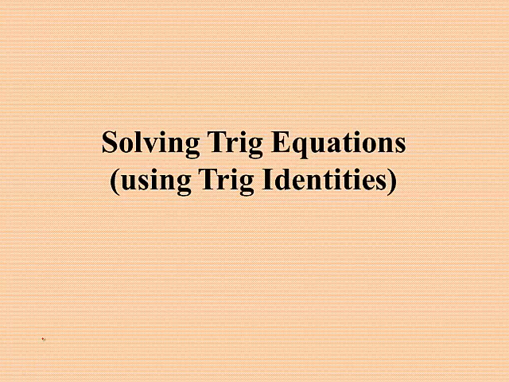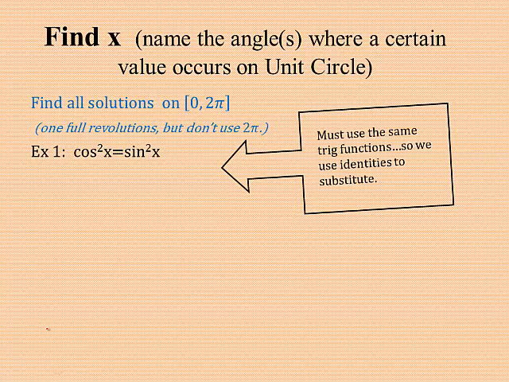Alright, this video is about how to solve trig equations, and sometimes we have to use trig identities, and I'll show you what we do here. So it's the same directions you've been given all along, where you're finding x, which is the angle where a certain value occurs in the unit circle between 0 and 2 pi, just one revolution.